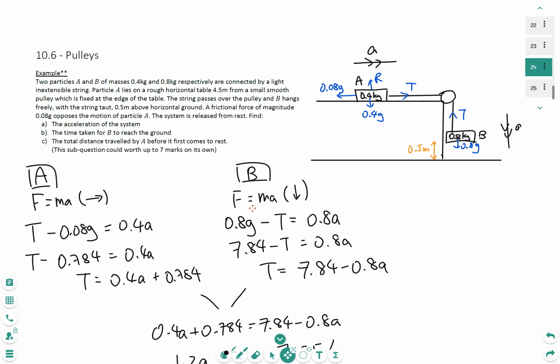Right, last but not least, question C. You can see there are 2 stars next to it because of the difficulty of part C. Find the total distance traveled by A before it first comes to rest. This sub-question could be worth up to 7 marks, usually 5 to 6 marks on its own. Nevertheless, it's a big question. So what happens in here? Let me explain.